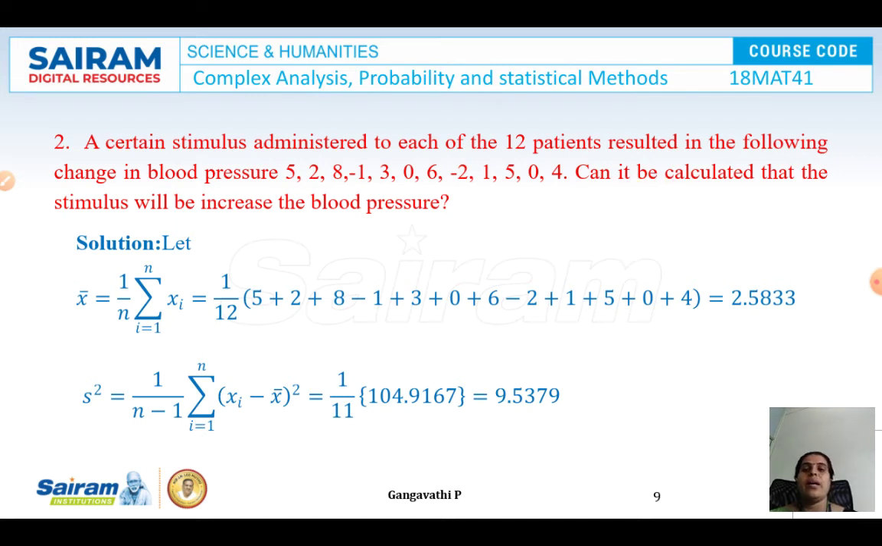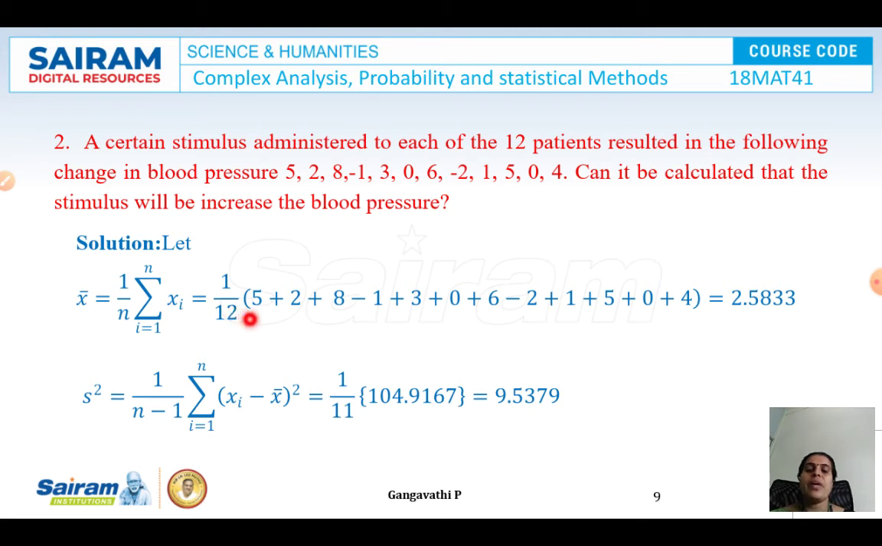So now again, t is to be evaluated. The formula for t is x bar minus mu by s into square root of n. So here x bar is to be evaluated, and s first. So sample size is 12. So x bar here is equal to 1 by n summation i varies from 1 to n xi. How many values of i are there? It is 1, 2, 3, 4, 5, 6, 7, 8, 9, 10, 11 and 12. So there are 12 patients. So i varies from 1 to 12.